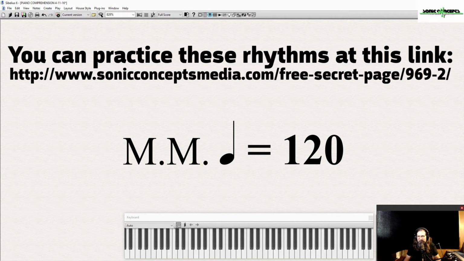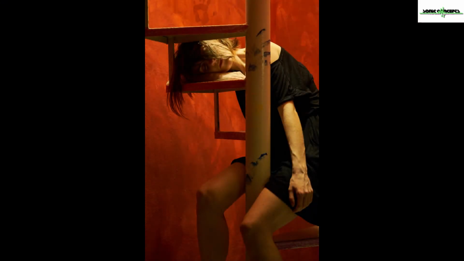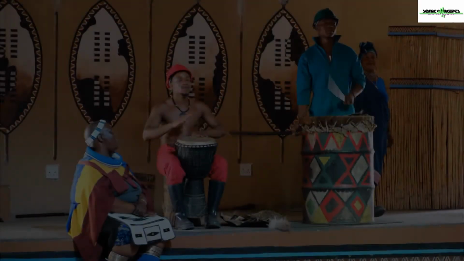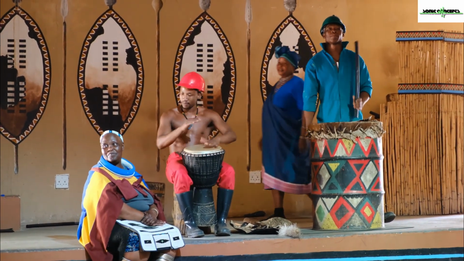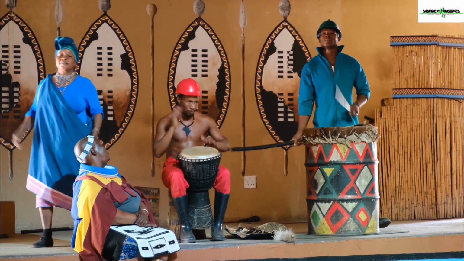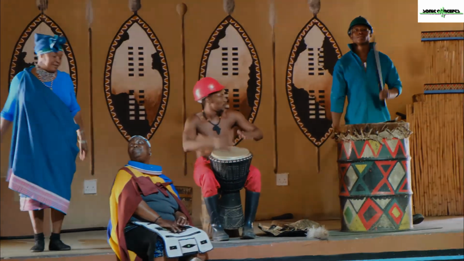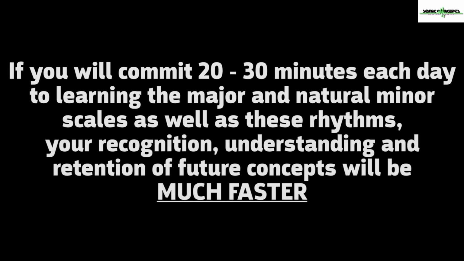Be sure to practice the exercises in the book with the recordings found at my website. I'm not going to lie to you, these are very boring exercises, but they definitely pay off if you are diligent in practicing them. The repetition will begin to make them second nature and, over time, will lead to your ability to not only read them at sight, but also help you figure out how to write rhythms for your own music so other musicians can quickly perform those rhythms. If you will commit 20 to 30 minutes each day to learning the notes of all the major and minor scales, as well as these rhythms, your recognition, understanding, and retention of future advanced concepts I will be introducing will be much faster.